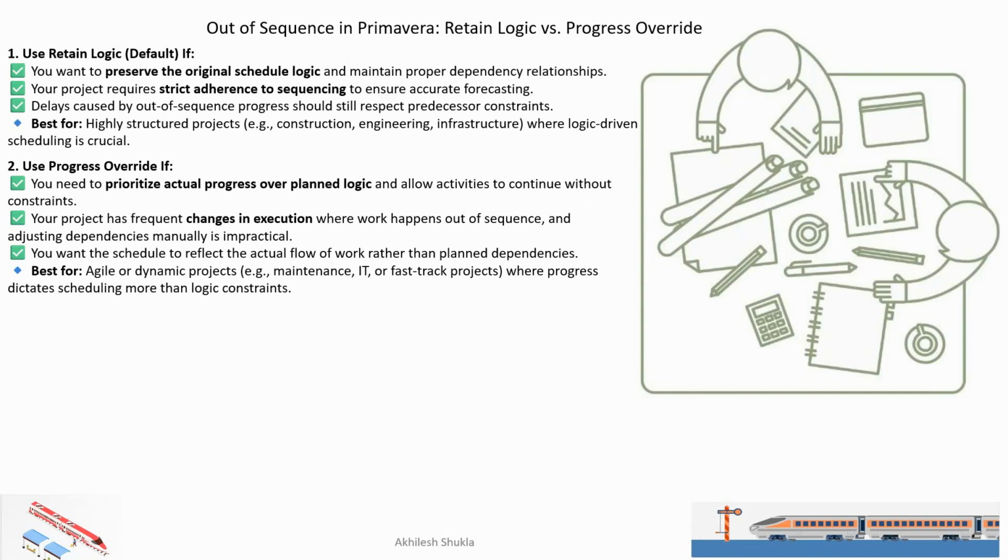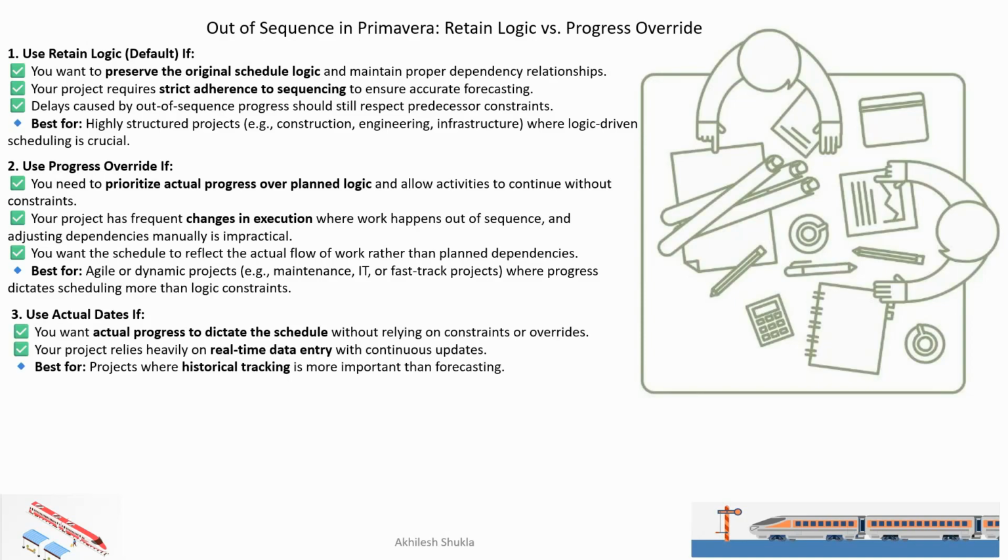It is best for agile or dynamic projects, maintenance, IT, fast track projects where the progress dictates the schedule more than logical constraints. Third is actual dates. You want actual progress to dictate the schedule without relying on the constraint or override. Your project relies heavily on real-time data entry, which continuously updates. It is best for projects where historical tracking is more important than forecasting, meaning planned versus as-built. In this case, you can use the actual dates.